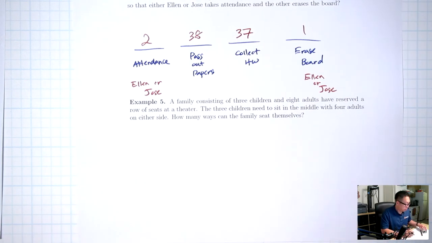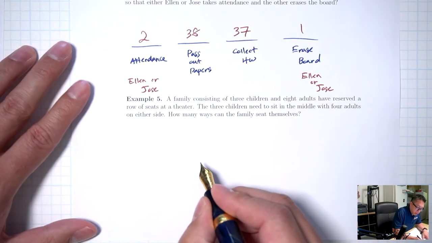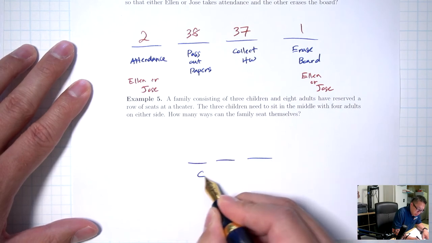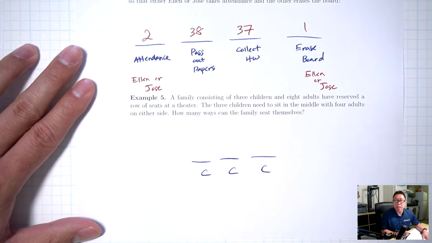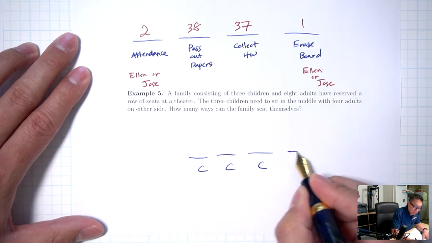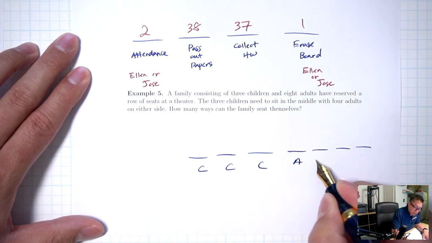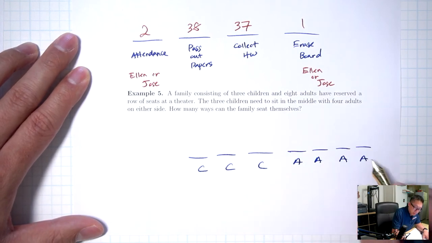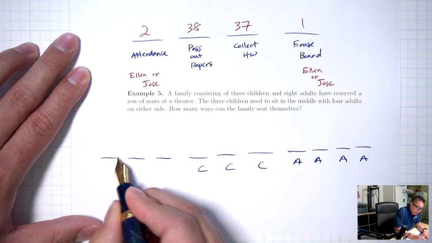Example 5. A family consisting of 3 children and 8 adults have reserved a row of seats at a theater. The 3 children need to sit in the middle with 4 adults on either side. How many ways can a family seat themselves? How many blanks do I need? I have the 3 children in the middle. It's 1, 2, 3. These are children, children, children. And then I need 4 adults on either side. So 1, 2, 3, 4 adults. And then 1, 2, 3, 4.